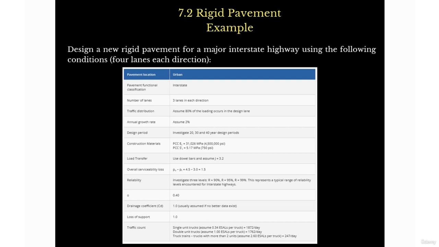Then that's the load transfer, your J. Then the overall service loss, the reliability, so various reliabilities, and then the drainage coefficient, the loss of support, and you're just taking it as one. Like I said, typically you should take it as one, and the traffic count.